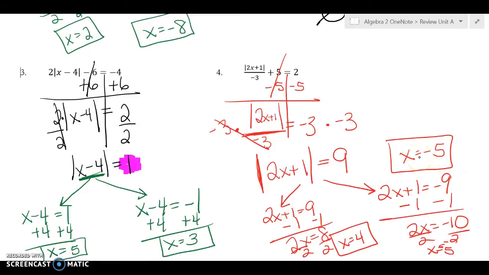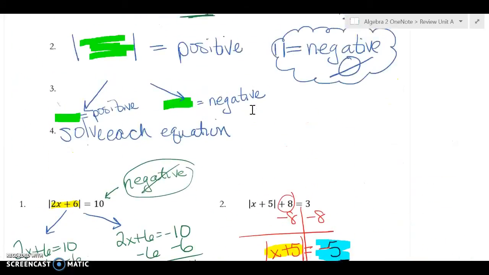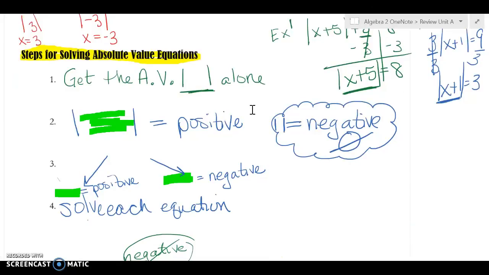Okay, so again, the most important thing that you need to do is you need to follow the steps, and that's why they're written up here. First thing you need to do is get the absolute value alone. Second step, check to see if it's equal. If it's equal, then you break it down into 2 answers in step 3, and then you solve each equation.